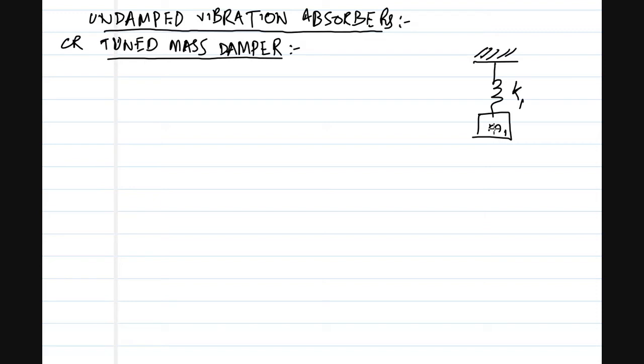Okay, so let's say we have a spring K1 and mass M1. Now let's say a certain force is applied, something like F0 sine omega t, as we did in forced vibration. So if you summarize this, it's basically a forced vibration system. Clear? Now this is K1 and M1, and let's say a force is applied on M1, like an unbalance, or maybe due to wind, or maybe an earthquake.